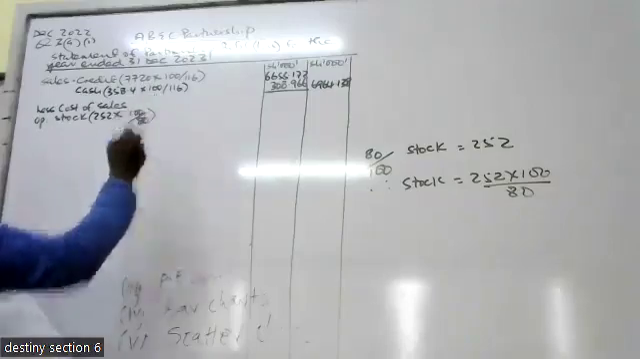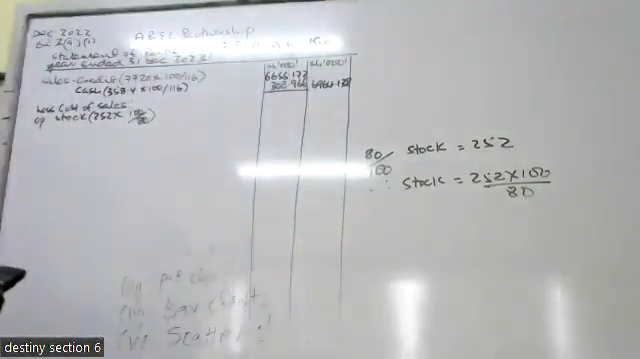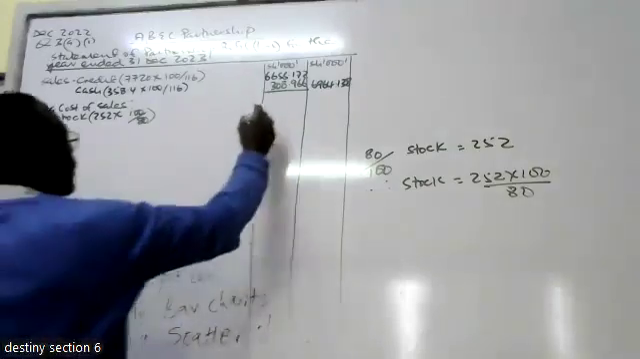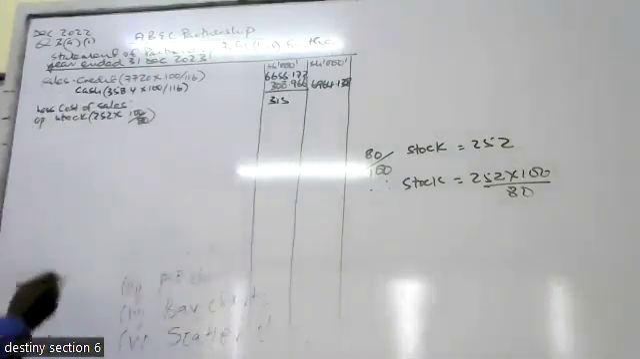That would be opening stock. So our opening stock is 252, we multiply by 100 over 80 because it has been undervalued. So the correct valuation is 315. Agreed? So 315 here is the correct valuation.